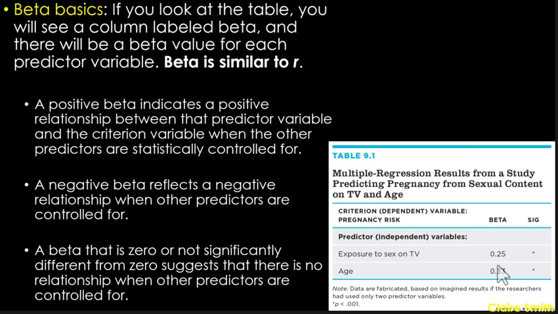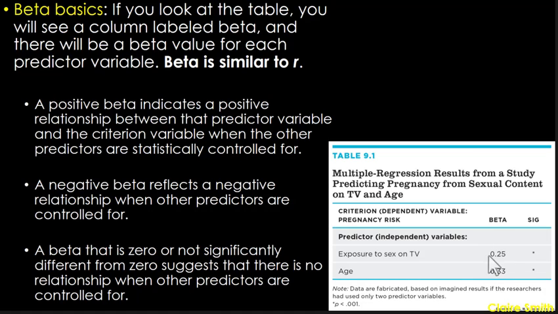If you had a negative beta, it'd be similar to a negative R. So as one variable increases, the other variable will decrease. So for age, maybe as you get older, the pregnancy risk decreases. If you were to look at women who are older than 50, as you continue to get older and older, maybe your pregnancy risk would decrease. In that case, you would see a negative beta. A beta that's 0 or pretty close to 0 suggests that there's no relationship, right?